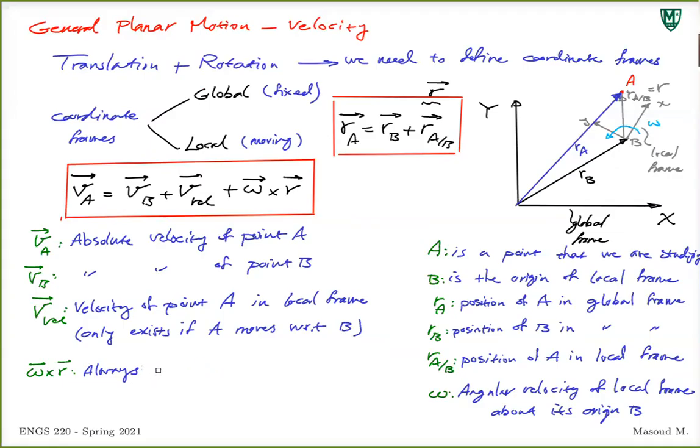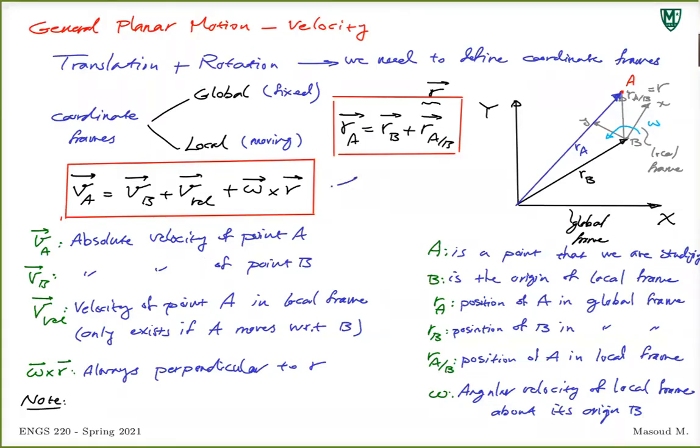Perpendicular. This is important because these are all vectors, so we get two equations. Always perpendicular to R. Right? It's always perpendicular to R. Now, I'll put a note here and we'll go over examples on that. And they are all vectors.